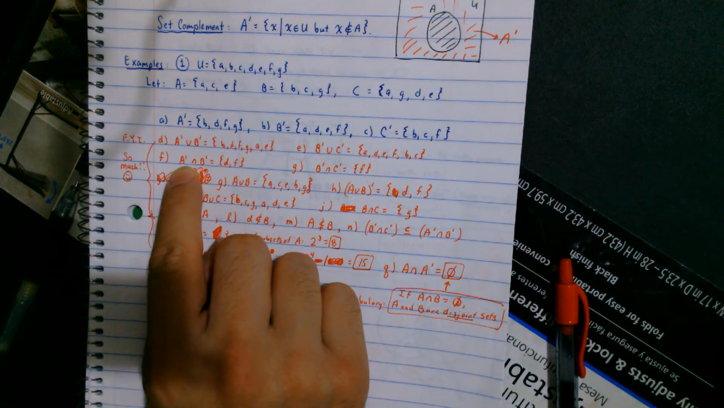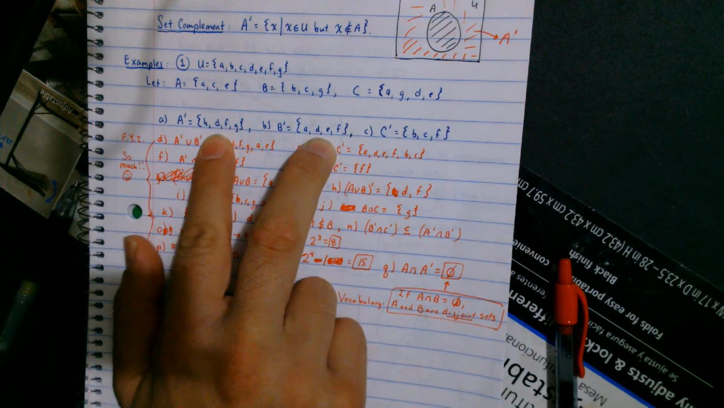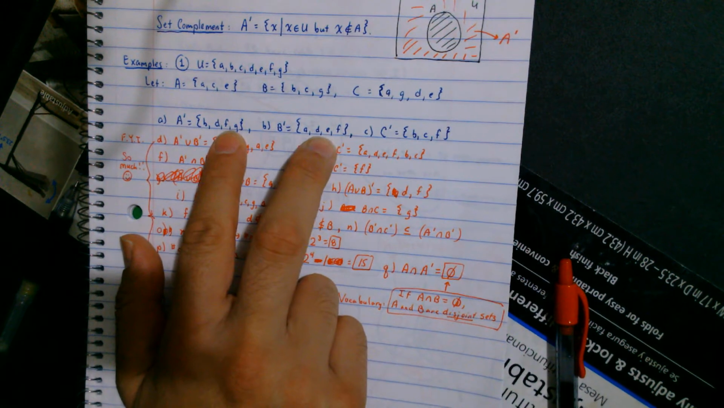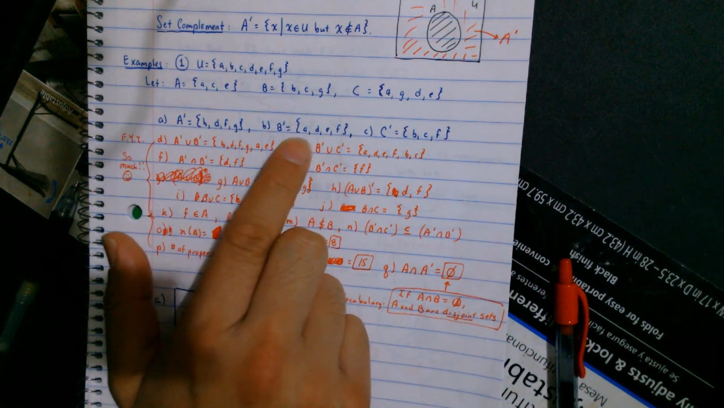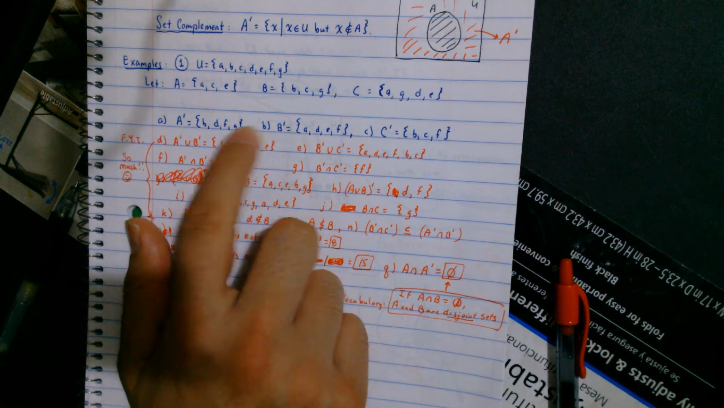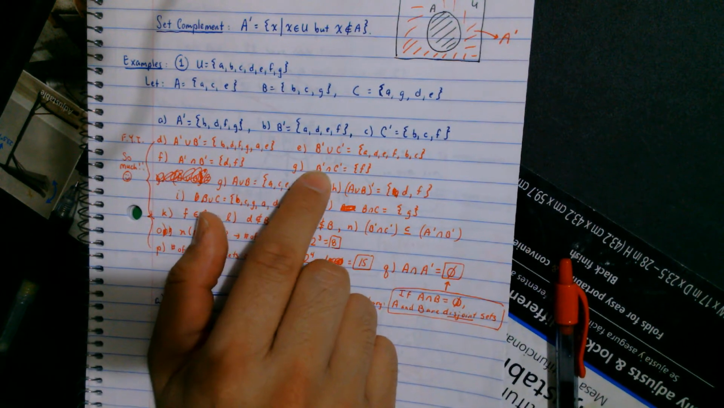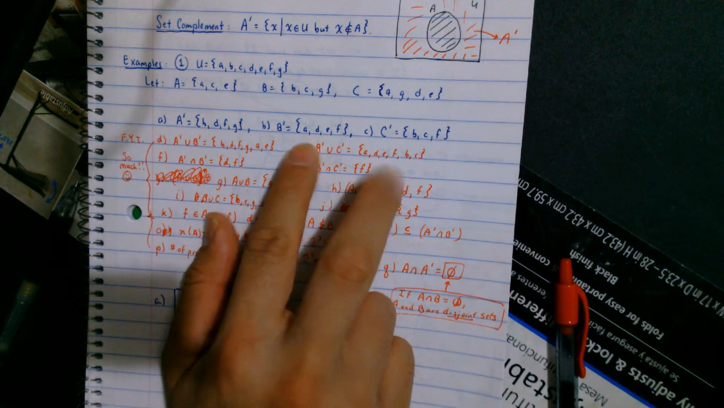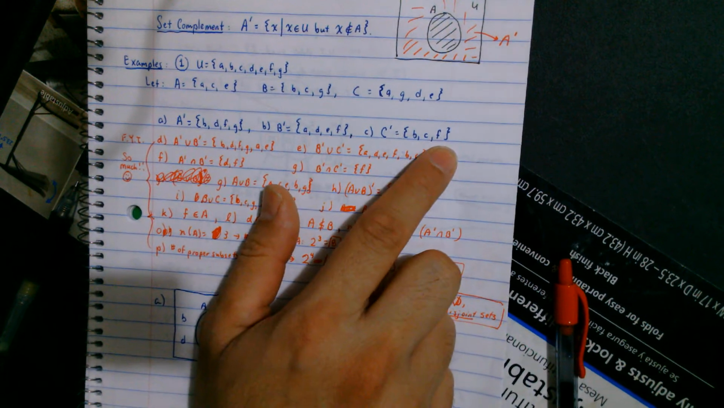If you want A complement intersect B complement, here's A complement, here's B complement. If you're going to intersect these two sets, essentially it's what they both share. So they both have a D and they both have an F. B complement intersect C complement: these two, what they both share in common, all they share is the letter F.